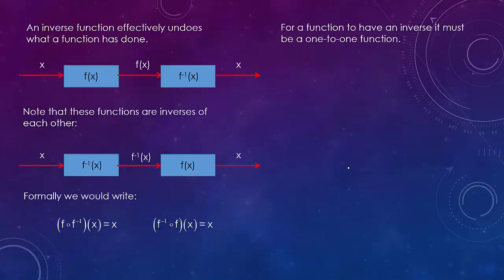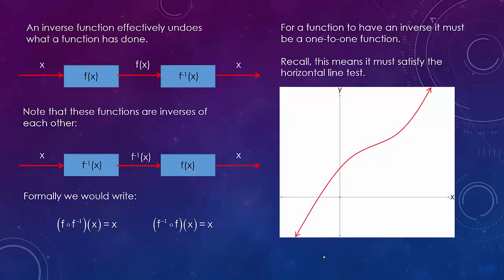For a function to have an inverse, it must be a one-to-one function. Recall, this means it must satisfy the horizontal line test. So this function here would satisfy the horizontal line test. Any horizontal line drawn across this graph would cut at most once.